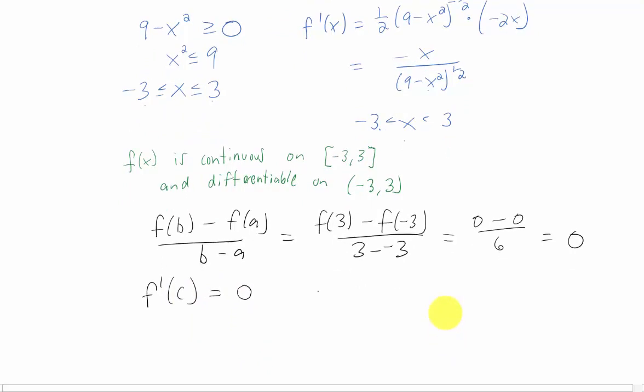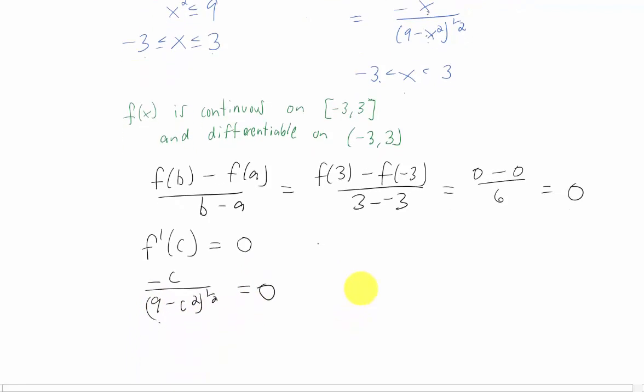Well, let's see. We found a first derivative of this function, didn't we? Let's plug c into that first derivative. Okay, so there's some value of c for which this statement is true here. And we could do this algebra a couple different ways. One way would be to say, well, we can multiply both sides of the equation by this denominator here. That would just give us c equals 0, or -c equals 0. The other argument that we can make is that this left-hand side can only be 0 when the numerator is 0. And the numerator is 0 when c equals 0. So either way, we get that the value of c, guaranteed by the mean value theorem, is 0.